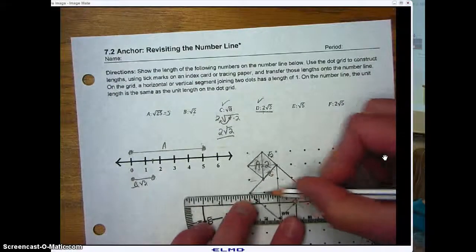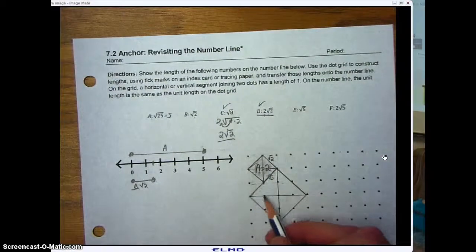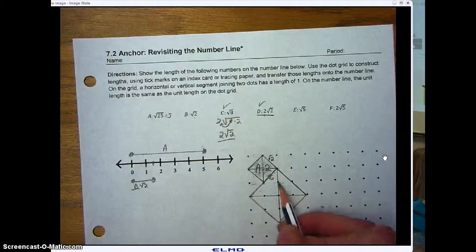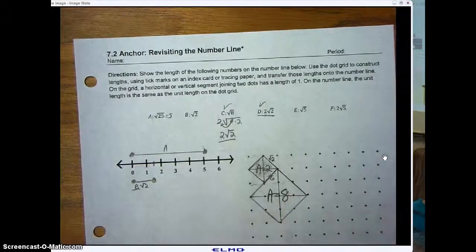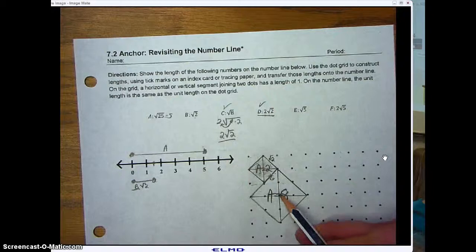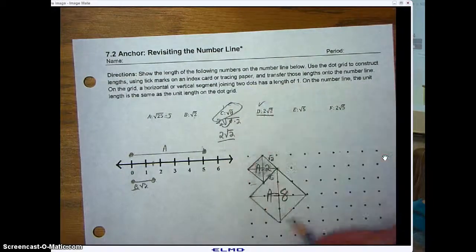If I do it the triangle way, let's see. This has a base of 1, 2, 3, 4, a height of 2. 4 times 2 is 8, divided by 2 is 4, and there's 2 of them. So this has an area of 8. Well, the side length then must be the square root of 8, which is exactly what we just figured.